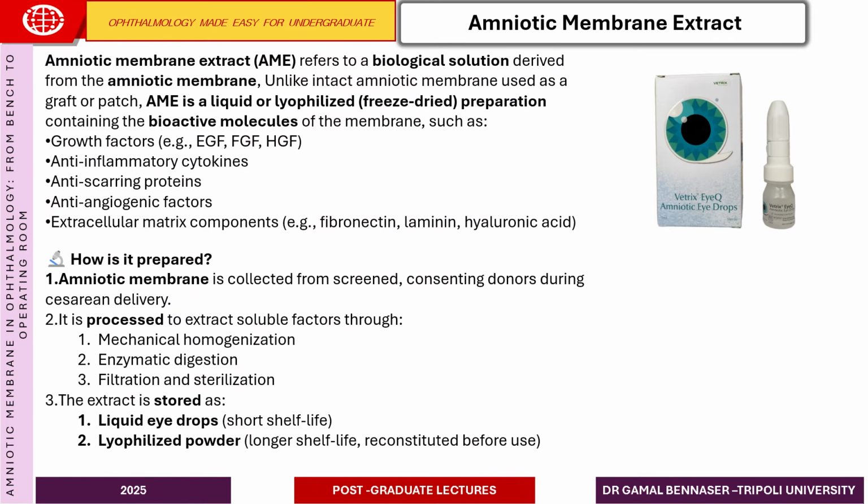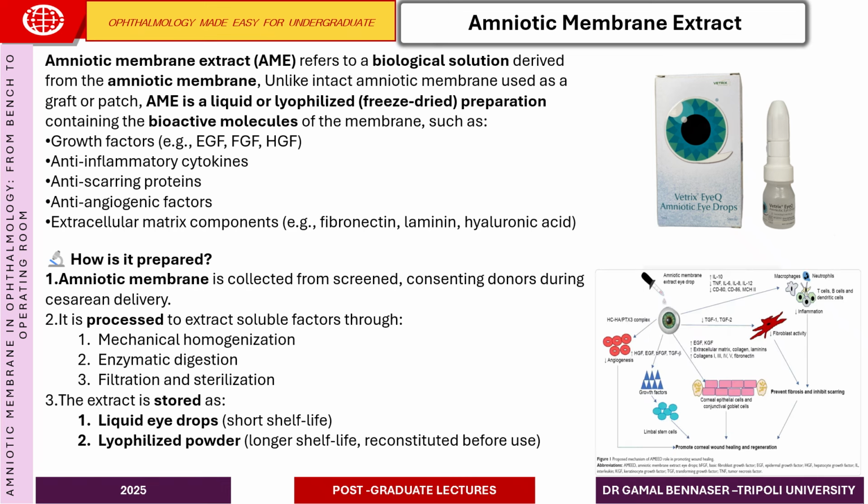Now, after most of the doctors realized the importance of the amniotic membrane as a strong, powerful regenerative tool in ocular surface problems and ocular reconstructions, a novel idea came up: why not use the amniotic membrane extract in the treatment rather than using the amniotic membrane itself? The idea is that we utilize all the biologically active components of the amniotic membrane, like the anti-scarring proteins, anti-angiogenic and anti-inflammatory proteins, and all the components of the extracellular matrix, like the laminin and fibronectins.